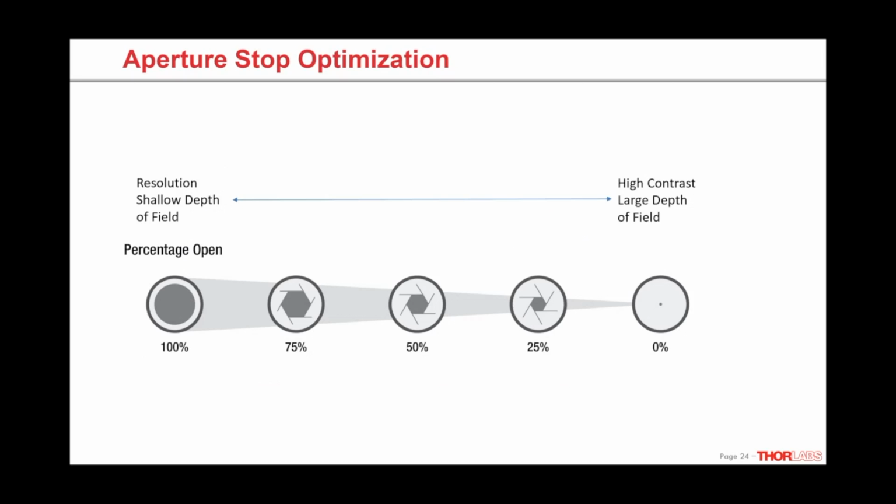So with brightfield transmitted light imaging, you will see that you can have an optimization where you will either have the aperture iris open, which allows you to have high resolution and a shallow depth of field, or you can stop down the aperture diaphragm and have high contrast with a large depth of field.